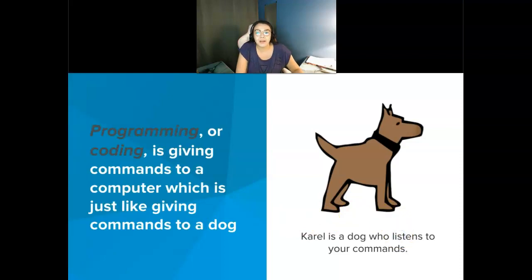So programming or coding a computer is like giving commands to a dog. Just like a dog may only know specific commands, our computer only knows specific commands as well. And computer programs can only work with these specific set of commands.